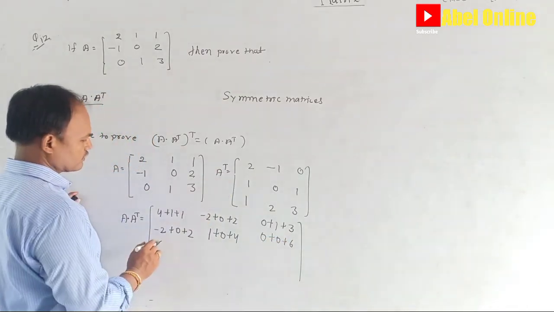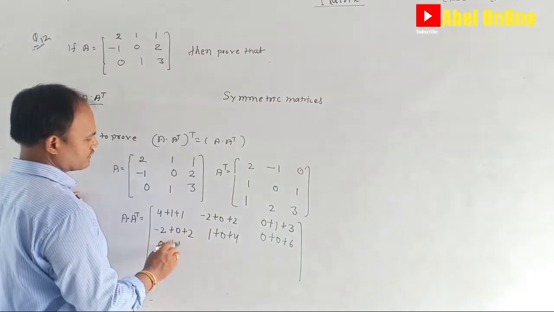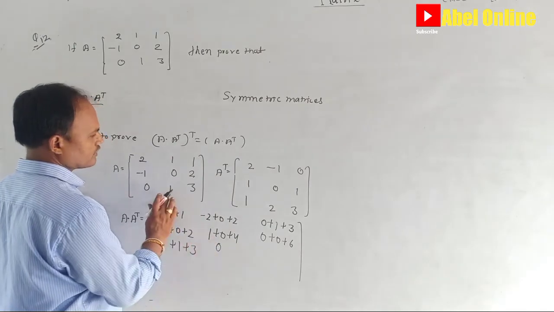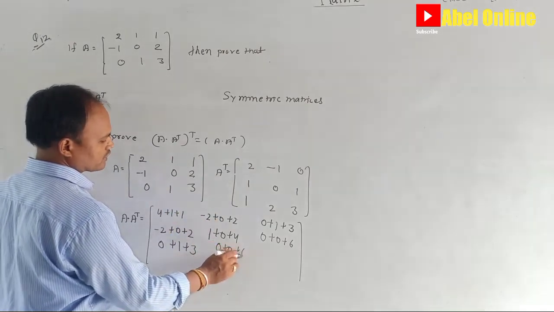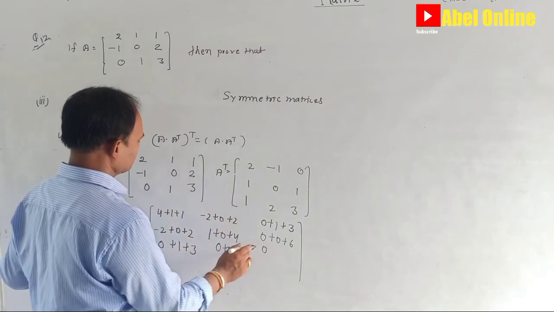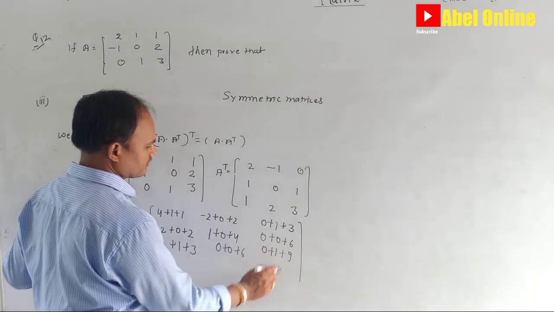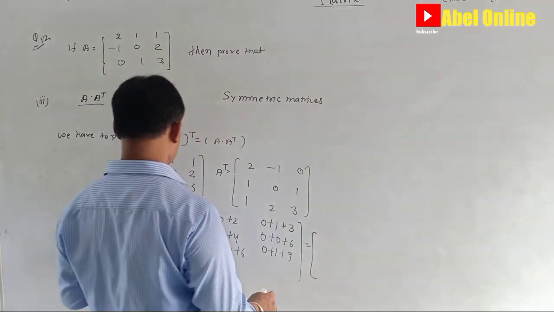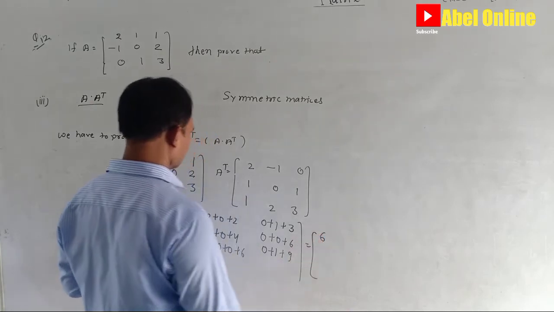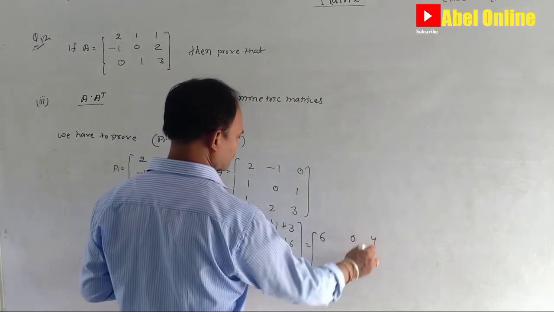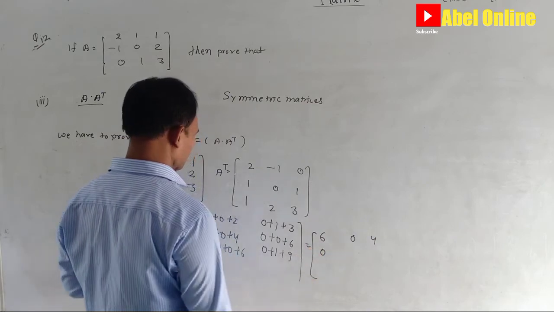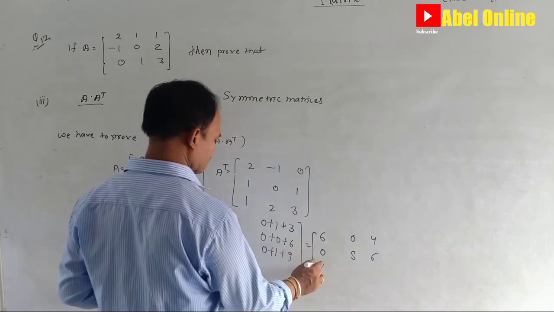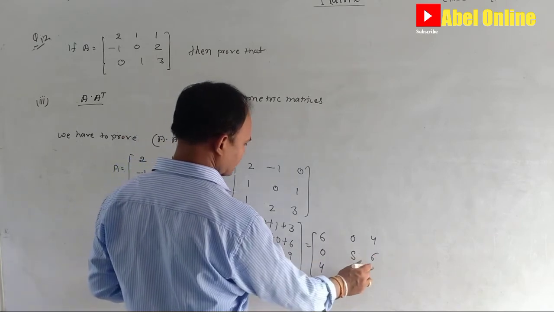0 into 2 is 0. 1 into 1 is 1. 3 into 1 is 3. 0 into minus 1 is 0. 1 into 0 is 0. 3 into 2 is 6. 0 into 0 is 0. 1 into 1 is 1. 3 into 3 is 9. What about this? The entries are 6, 0, 4, 0, 5, 6, 4, 6, 10.